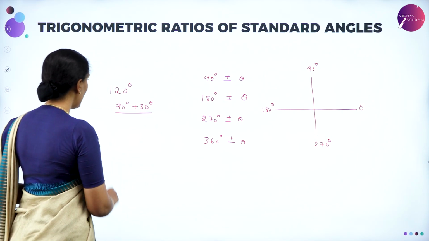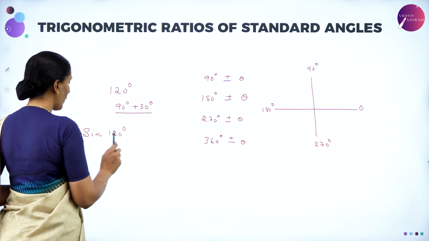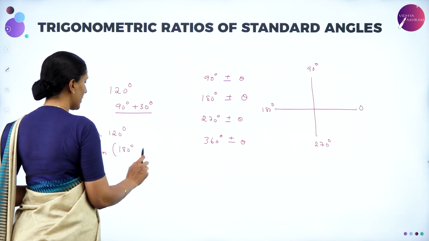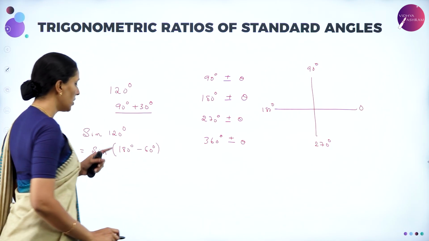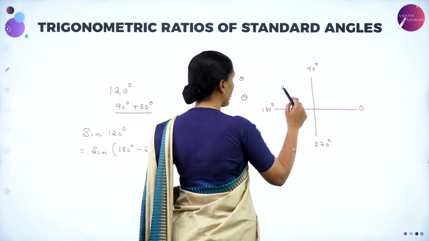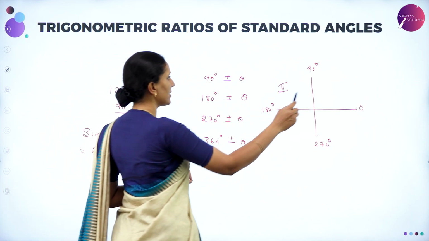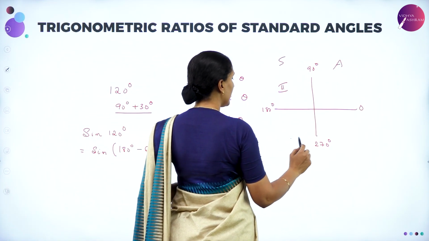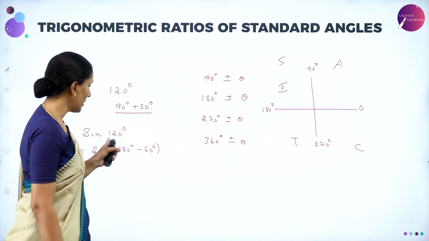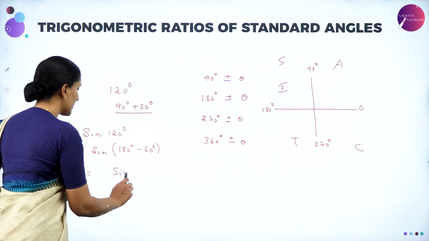For example, let me take the value of sine 120 degrees. Sine 120 degrees can be written as sine of 180 degrees minus 60 degrees. When I say 180 minus 60, it always comes in the second quadrant, and in the second quadrant, the sine value is positive. Remember the ASTC rule? Whatever the angle in the second quadrant, the value of sine will be the same. So I can write this as sine 60 itself.